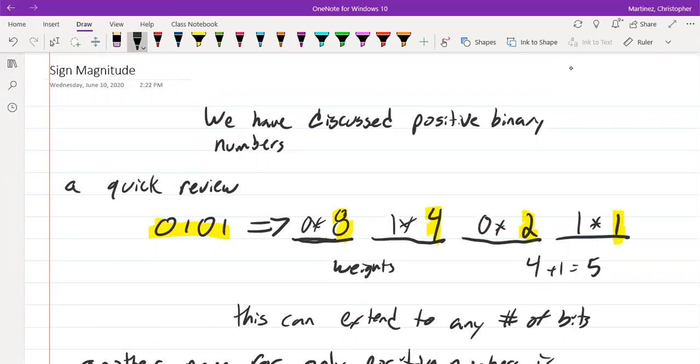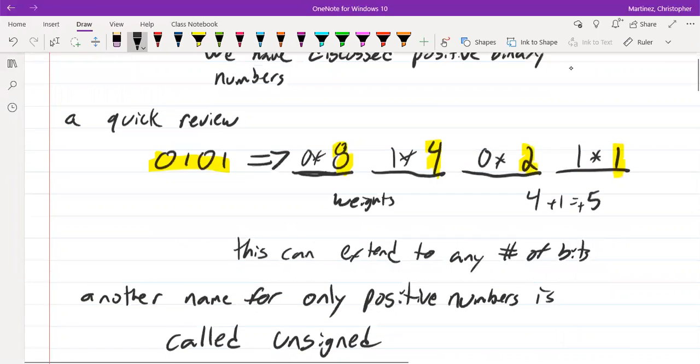And since everything we have done has only been positive numbers, we can say, okay, that's a positive 5. And this can extend to any number of bits that we have. We can go from 4 bits to 5 bits. And then when we add that extra bit, it's adding a weight of 16. If we go to 6 bits, we add an extra weight of 32. And that's the way that we work with these numbers.